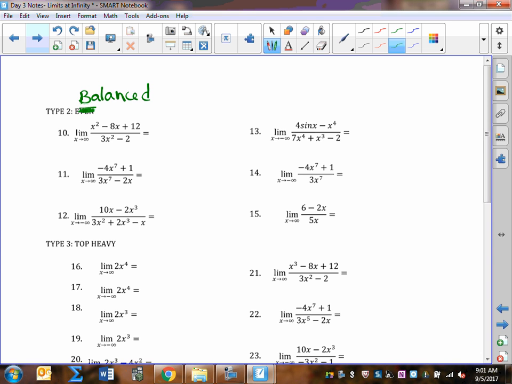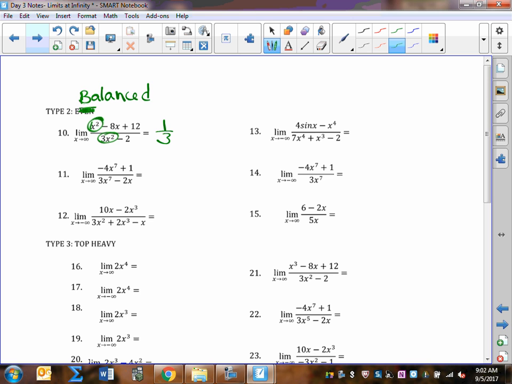Where essentially our largest term on top and largest from the bottom, the x's are growing at the same rate, so we compare coefficients. So number 10, x squared trumps the top, 3x squared trumps the bottom. Same degree, so our limit is just going to be those coefficients, 1 over 3.